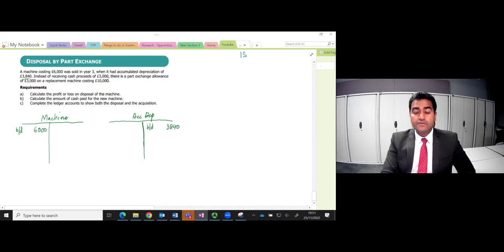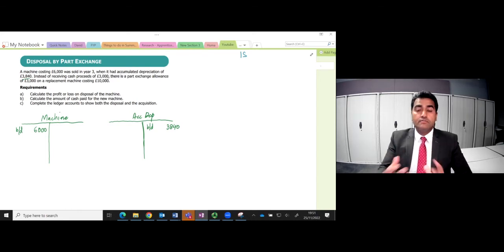Instead of receiving £3,000 cash, there was a part exchange of £3,000 on the replacement machine costing £10,000. So what is happening is that I took my old machine to the showroom and said, I would like to buy this new machine which is for £10,000, but instead of paying you £10,000, can you take my old machine? And the showroom staff said, okay, we will take your old machine and give you a part exchange value, or say a discount, on the new machine.